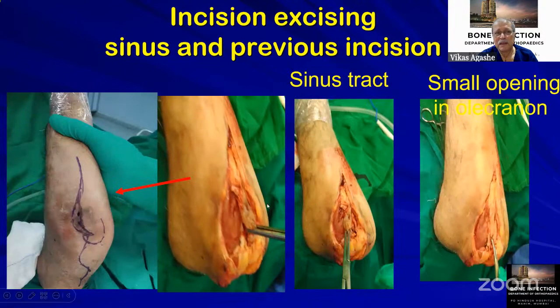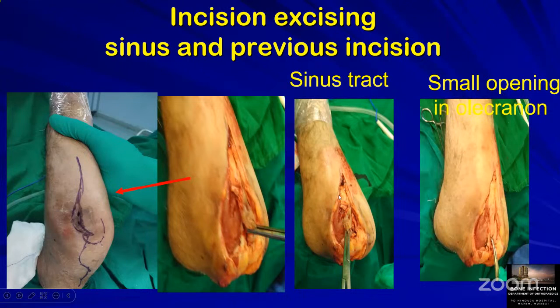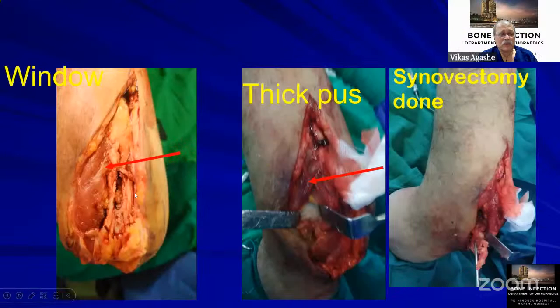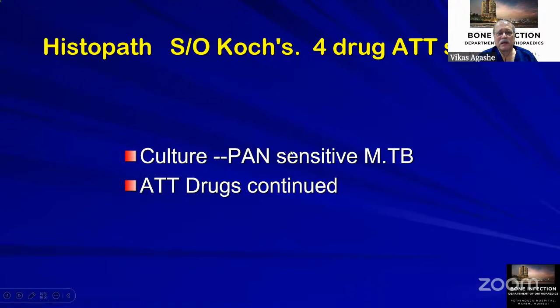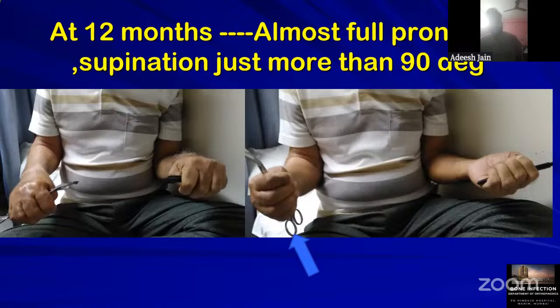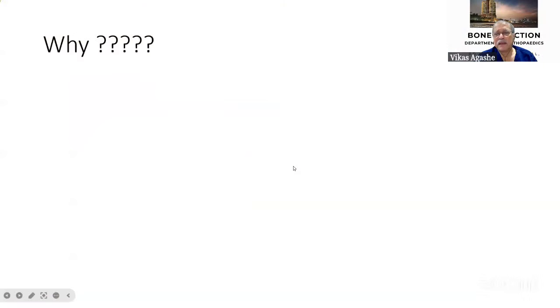So that's the incision, because you have to approach the bony lesion and excise the synovium also, isn't it? So that's the bony lesion. Here you can see pus deep inside. And this we had discussed a couple of times, as to what all investigations to be done. Now here, the patient had pan-sensitive TB, and we continued all the drugs. That's at 12 months, almost full pronosupination and a decent range of movement.